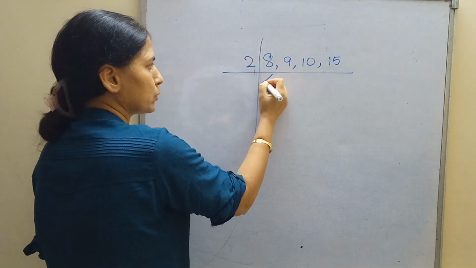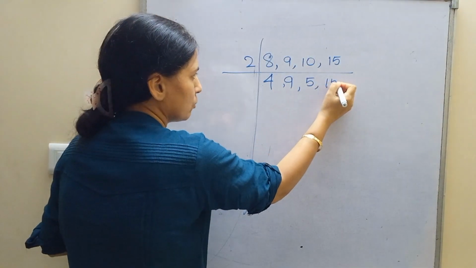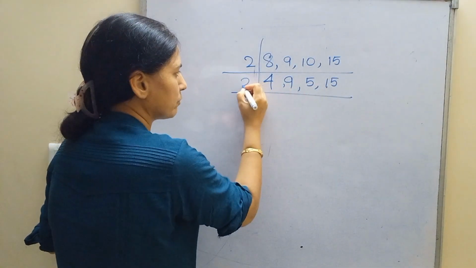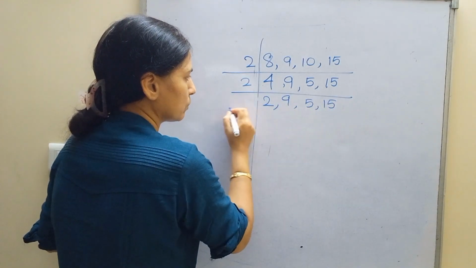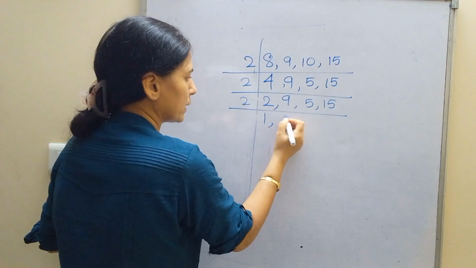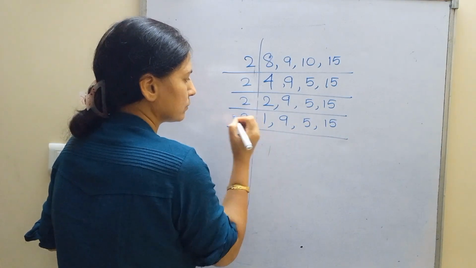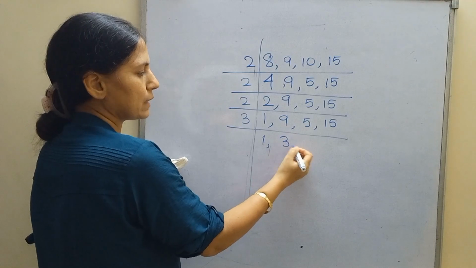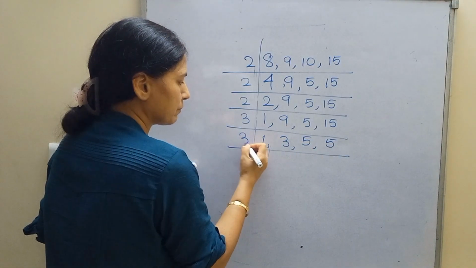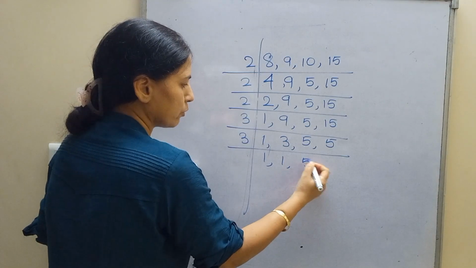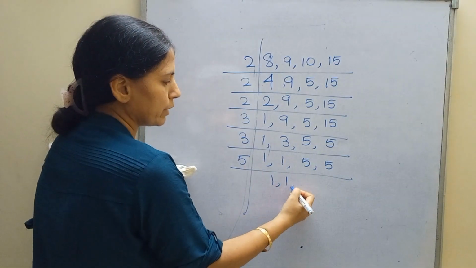First the table of 2. 2 4s are 8, 9 is not divisible, 2 5s are 10, 15 not divisible. Again go ahead with 2. 2 2s are 4, nothing else is divisible, bring them down the same. Again go with 2, keep it 1, 5 and 15. Then go ahead with 3. After 2 comes 3. 3 3s are 9, 5 no, 3 5s are 15. Again bring 3. 3 1s are 3, 5 and 5. Now take 5. 5 1s are 5.